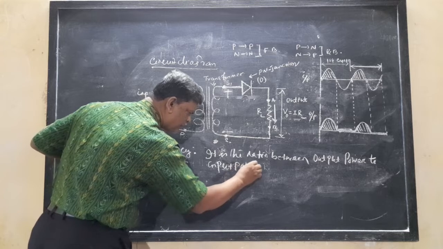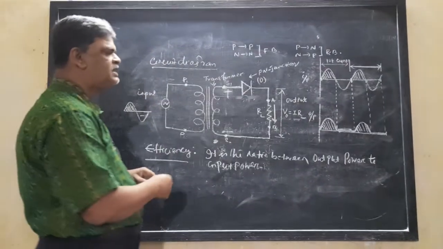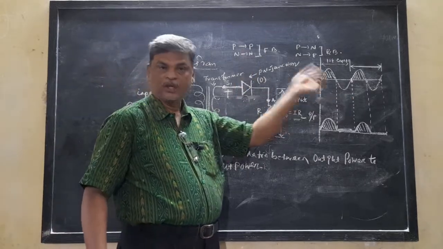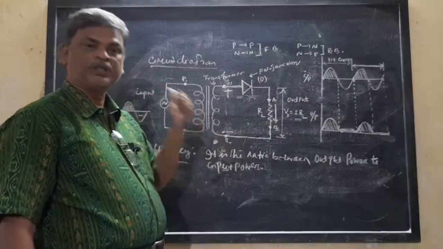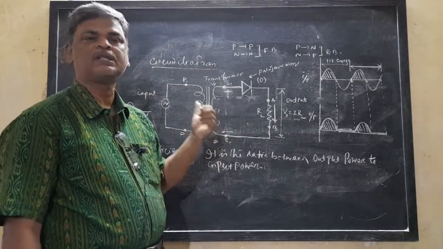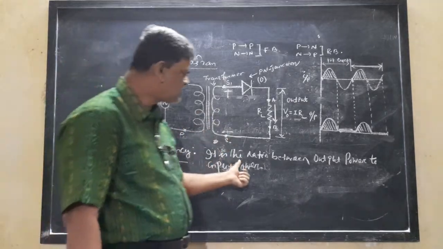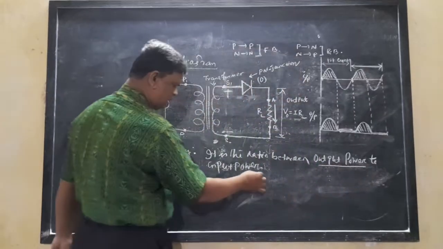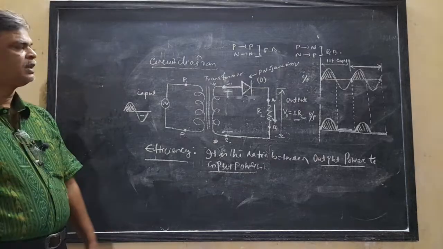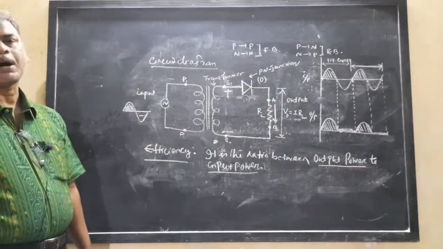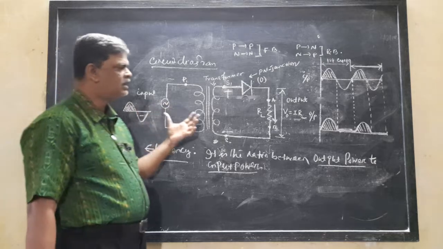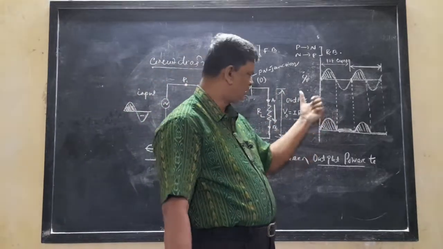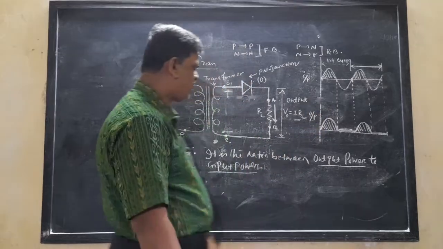For every engine, every device, efficiency is the output to the input. We give an input and get an output. The higher the output with the same input, the higher the efficiency for a given input. So it is the ratio between output power to the input power. The ratio of the output to the input is known as efficiency.